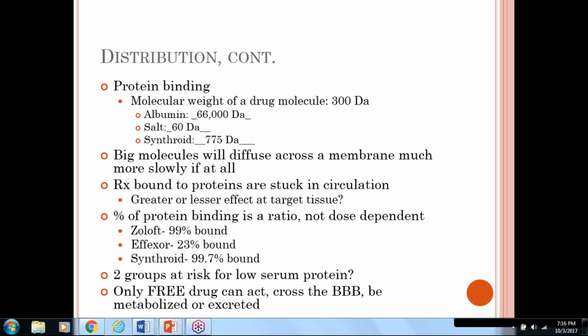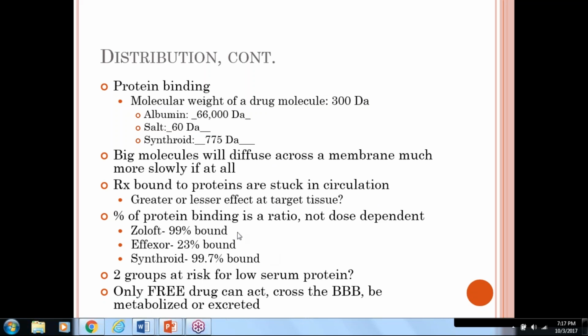So if drugs, which are attracted to albumin, are stuck to that, well, they're not getting in or out of the vessel. They're not going to be able to cross the epithelial barrier very easily, if at all. Big molecules will diffuse slowly, if at all. So drugs that are highly bound to proteins, very attracted to proteins, get stuck to them, are going to have a harder time getting out of the blood into the cells to be effective.